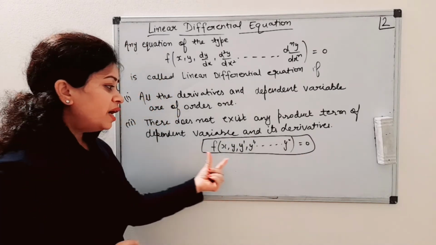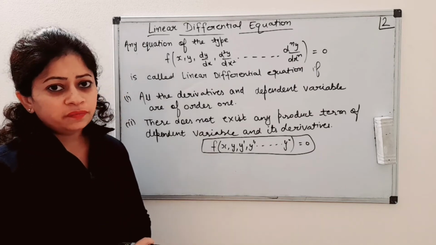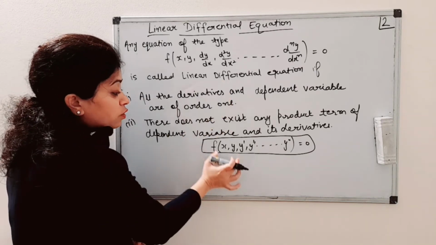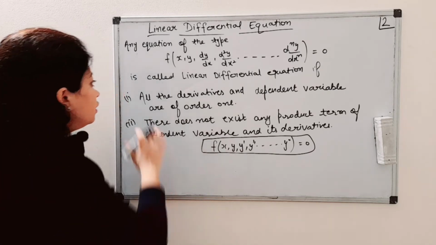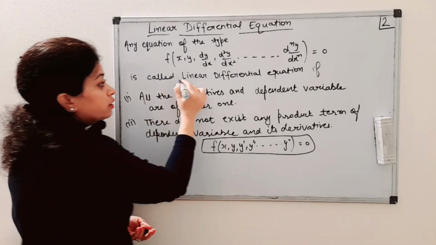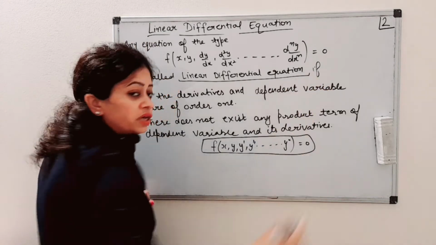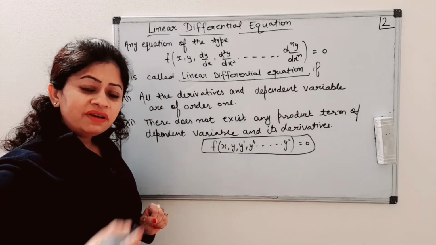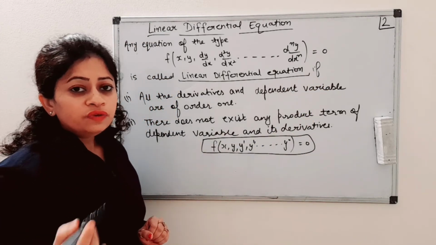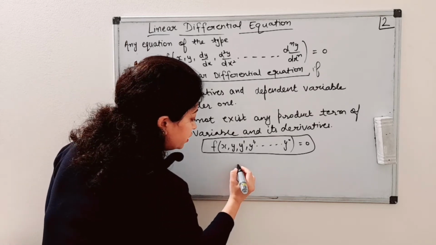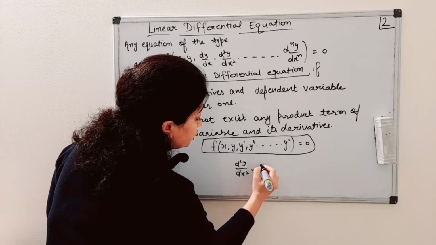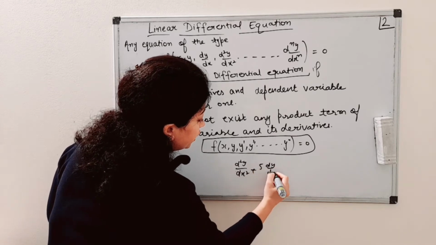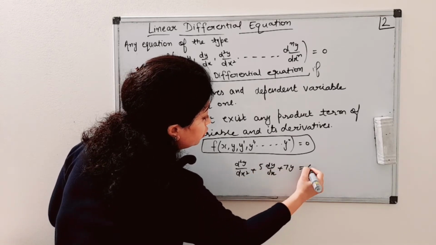If we have any differential equation, then we will call it linear provided certain conditions hold, and it depends on degree. When we check degree, suppose we have a differential equation d2y by dx2 plus 5 dy by dx plus 7y equal to 6.